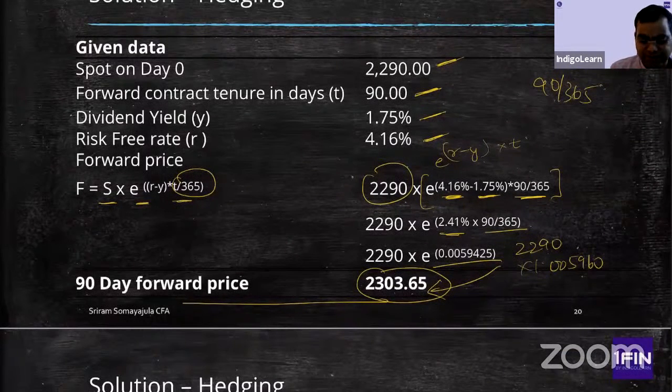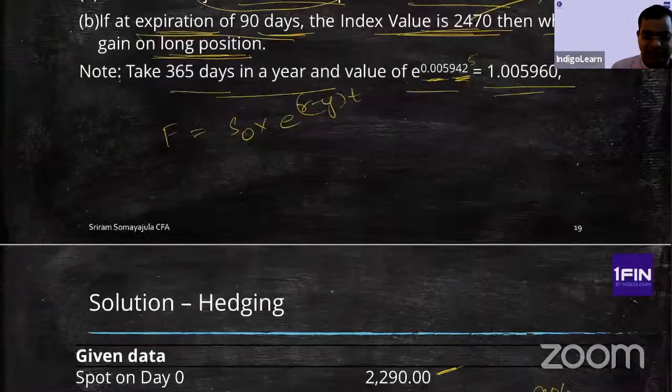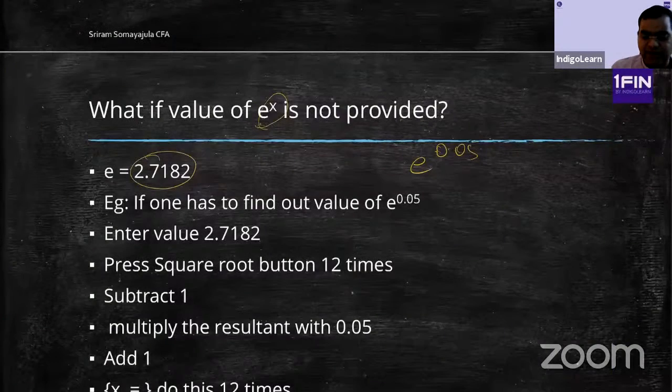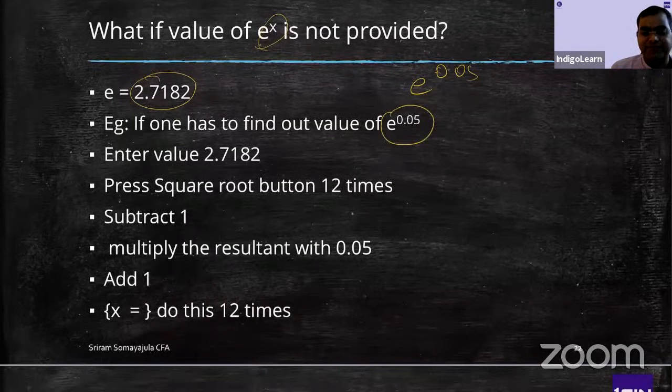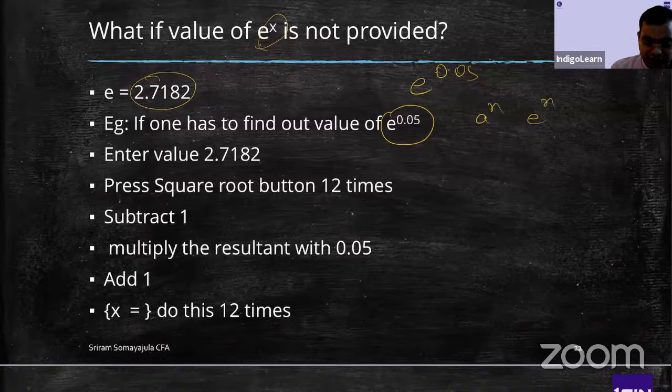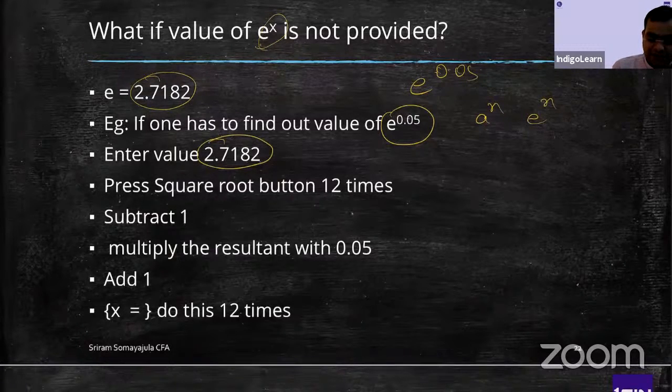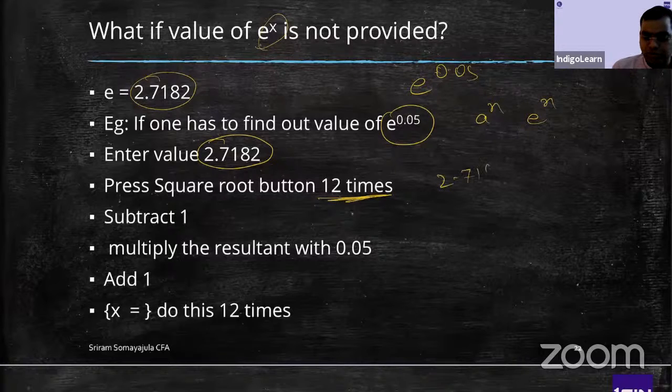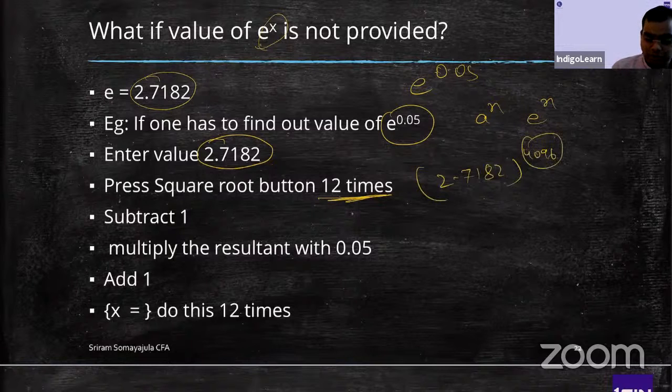So one way to do it is, if you remember your CA Foundation calculator tricks, if one has to find out the value of a power x, in our case it is e power x, right? What you do is you enter 2.7182 in your calculator, then press the square root button 12 times. So you're doing square root 12 times. So that is 2 power 12, that is, you are finding out the 4096th root. Okay, you press the square root button 12 times, whatever is the resultant number.